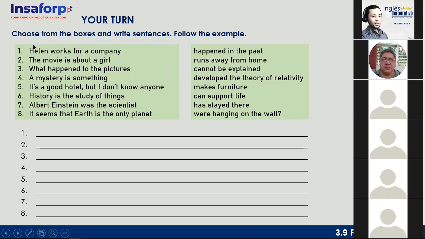Vamos a hacerlo así de manera un poco más espontánea porque ya solo nos quedan 3 minutos. So, what are we going to do? Just join the two parts with a relative pronoun. Who, that, or which. Example. Helen works for a company which makes furniture. ¿Verdad? Helen trabaja para una compañía que hace muebles. So that's the first one.